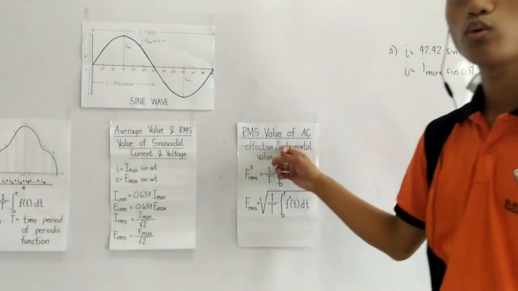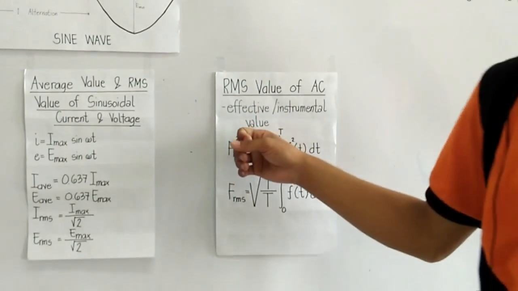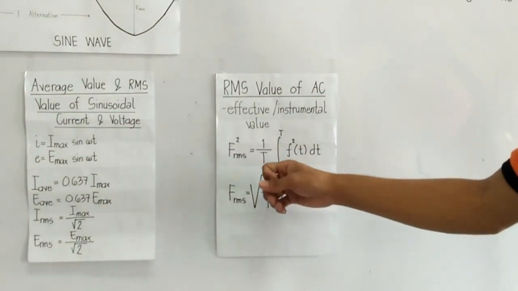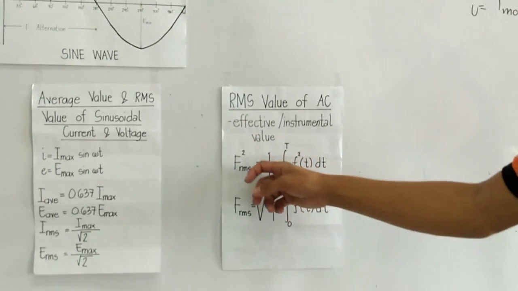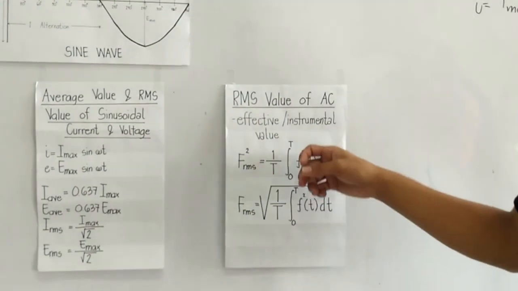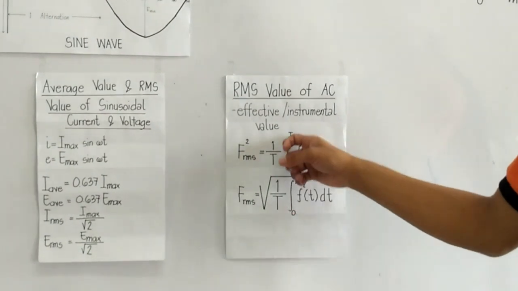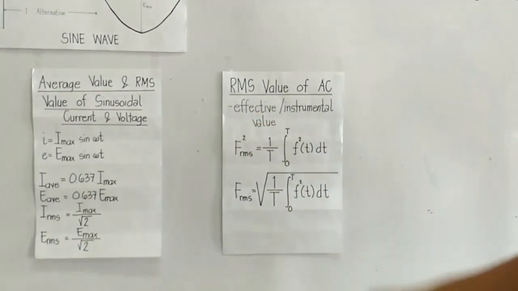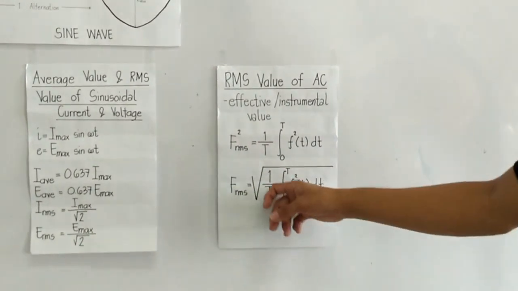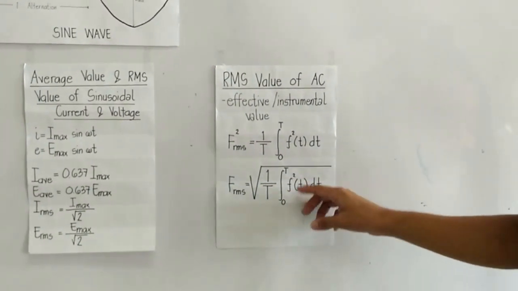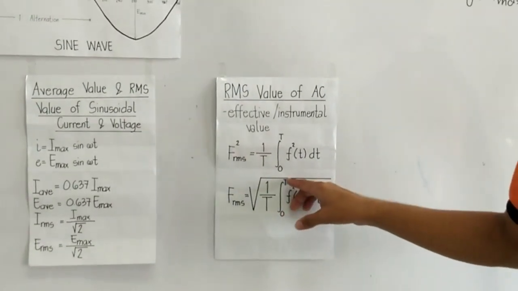The RMS value, also known as the effective value, is given in the form of F squared RMS equals 1 over T integral of F squared of t dt from the limits of 0 to T. Extracting square roots on both sides, F RMS is equal to the square root of 1 over T integral of F squared t dt from the limits of 0 to T.